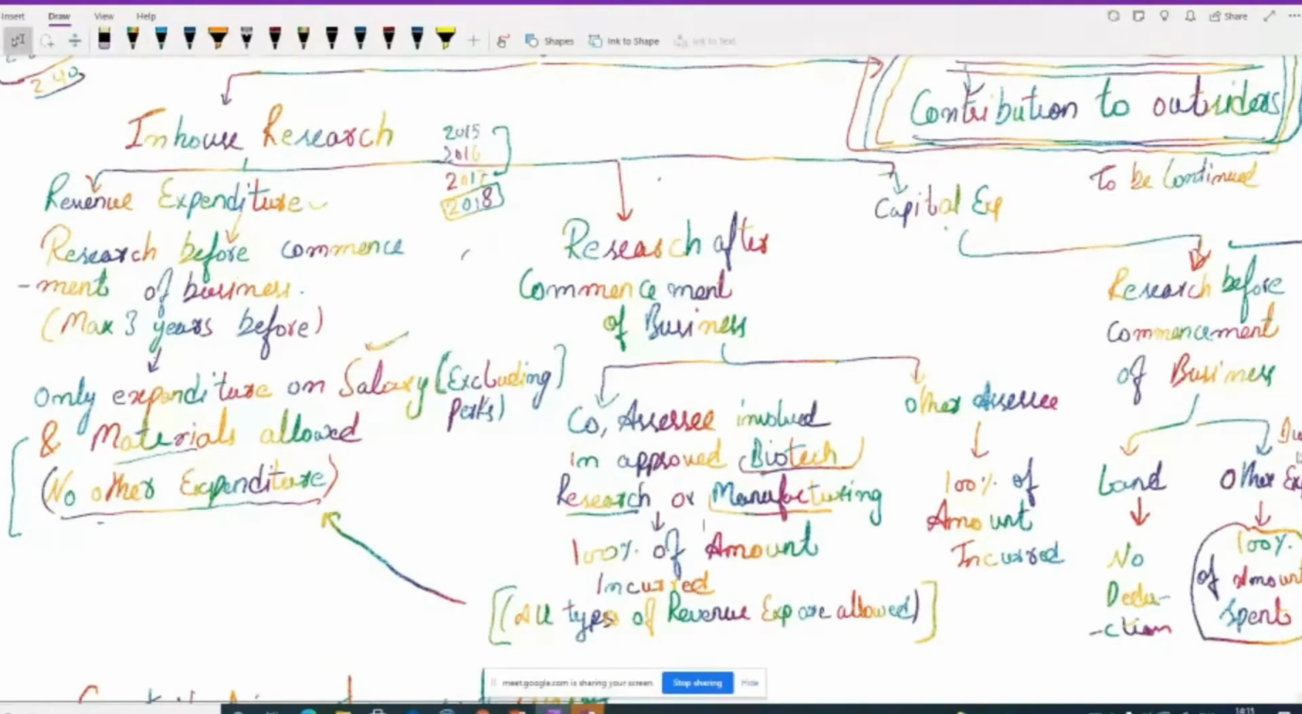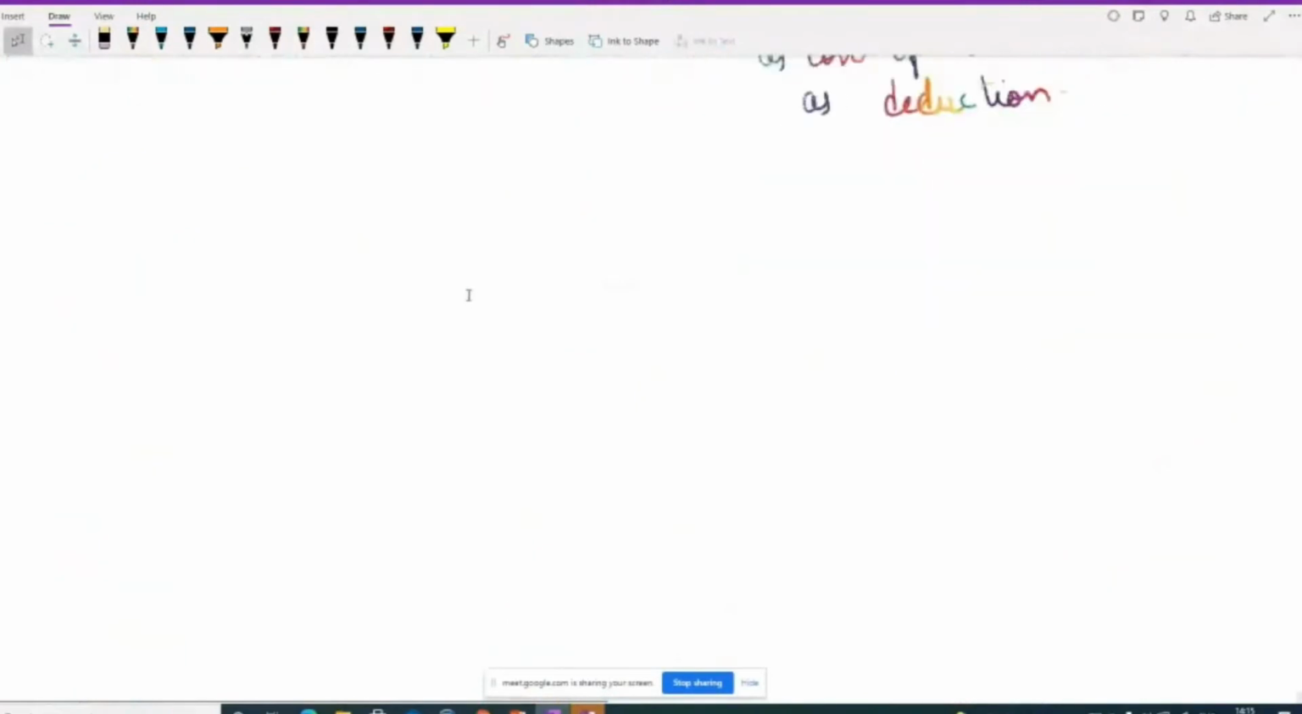Is it clear? Once again, I am repeating that first we will bifurcate that expenditure in the form of revenue. First, in-house and outsider.